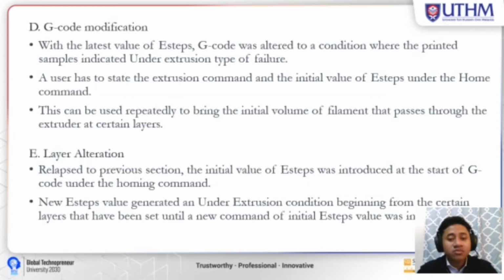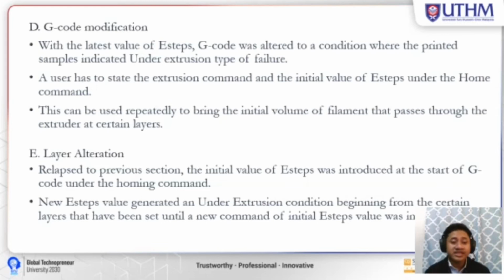So for the G-code modification, with the latest value of E-steps, G-code was altered to a condition where the printed samples indicated an under-extrusion type of failure. So a user has to state the extrusion command and the initial value of E-steps under the home command, which will move the axis to their true zero position or home. This line can be used repeatedly to bring back the initial volume of filament that passes through the extruder at certain layers. So for the layer alteration, relating to the previous section, the initial value of E-step was introduced at the start of G-code under the homing command.